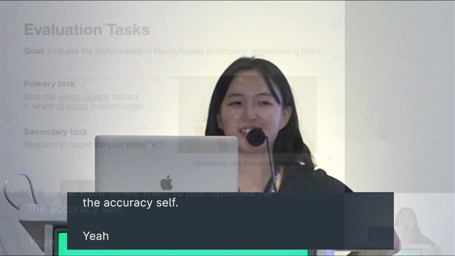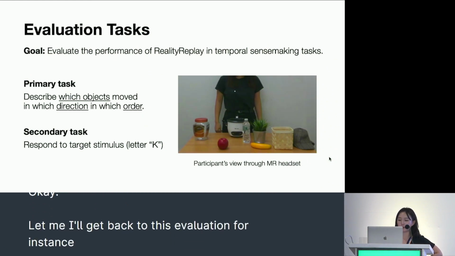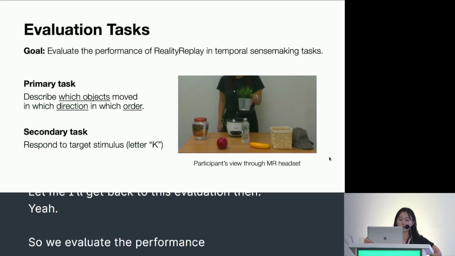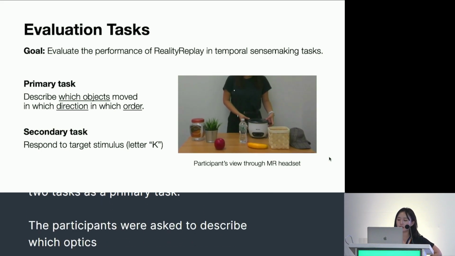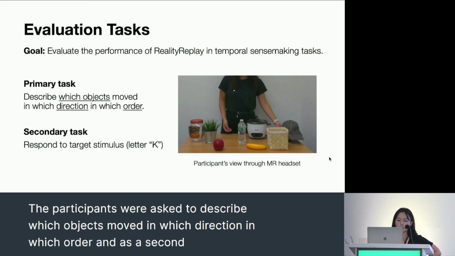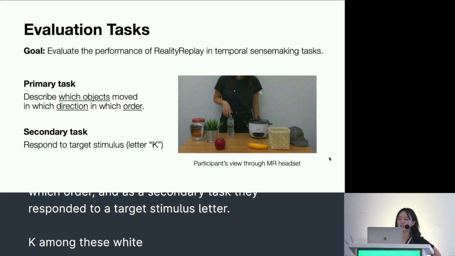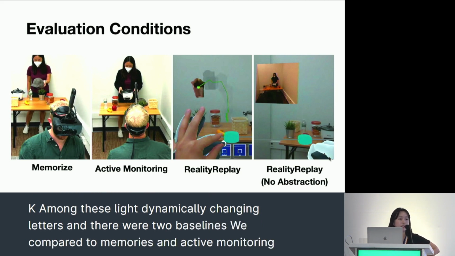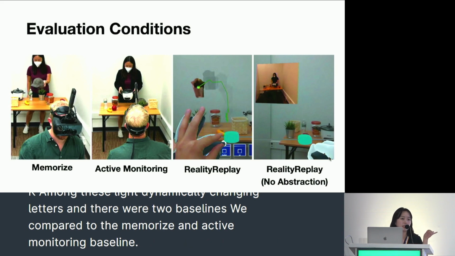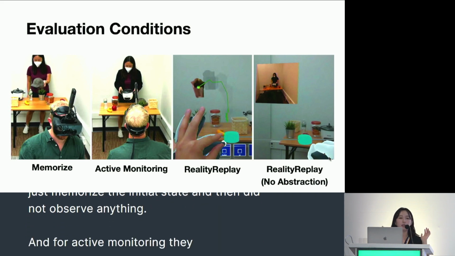Sorry, let me get back to this evaluation first. We evaluated the performance using two tasks. As a primary task, the participants were asked to describe which objects moved in which direction, in which order. As a secondary task, they responded to a target stimulus, the letter K, among white dynamically changing letters. There were two baselines we compared to: the memorized and active monitoring baselines. For the memorized baseline, participants just memorized the initial state and then did not observe anything. For active monitoring, they observed what was happening live.